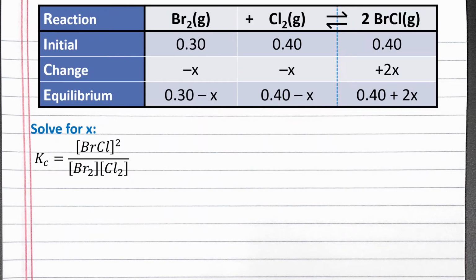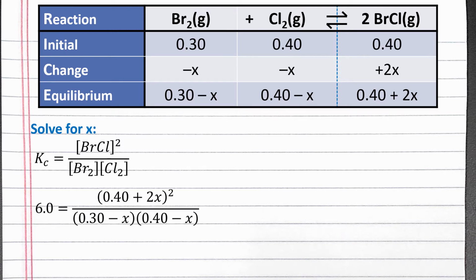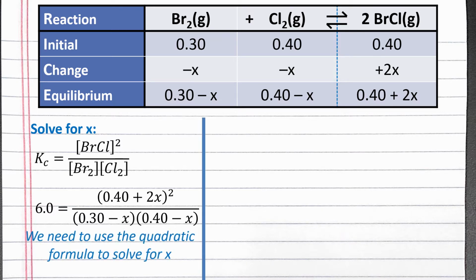Now we need to solve for x using the equilibrium constant expression. The value of Kc was given in the problem, and we can plug in the equilibrium row of our Rice table for the concentrations. We cannot use the perfect squares method on this problem, so we'll have to use the quadratic formula to solve for x.